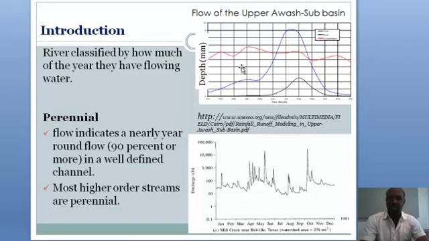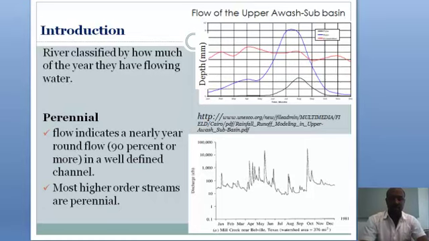And here the hydrograph which we can see is a hydrograph of a flow in the upper Awash, an Ethiopian river, and here we could see the flow happen for almost 12 months of the year with some base flow, and also others could be an example.